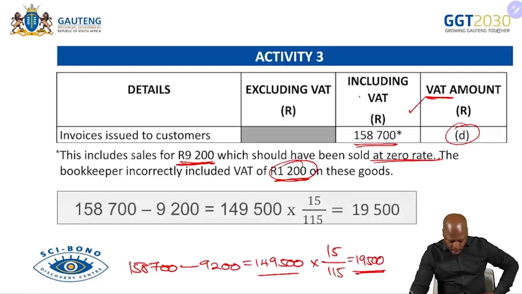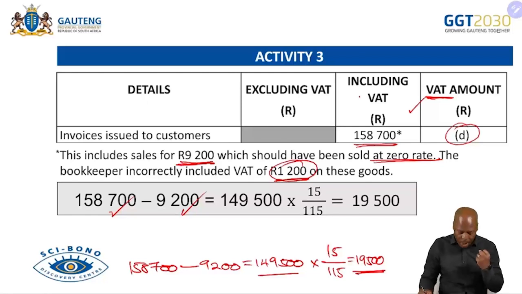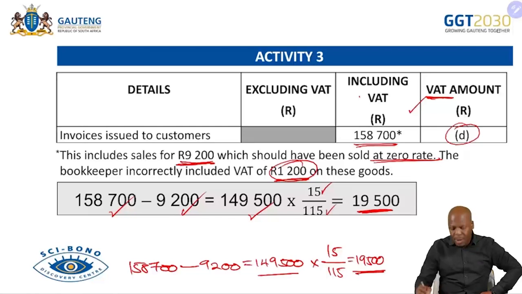Let's see when it's neatly written. I start off with my 158.7. I take out the zero rated amount. Remember, you're taking the inclusive amount. Then you remain with now 149.5. And then you get your 15 over 115 to end up with 19.5 rands. This is your VAT.